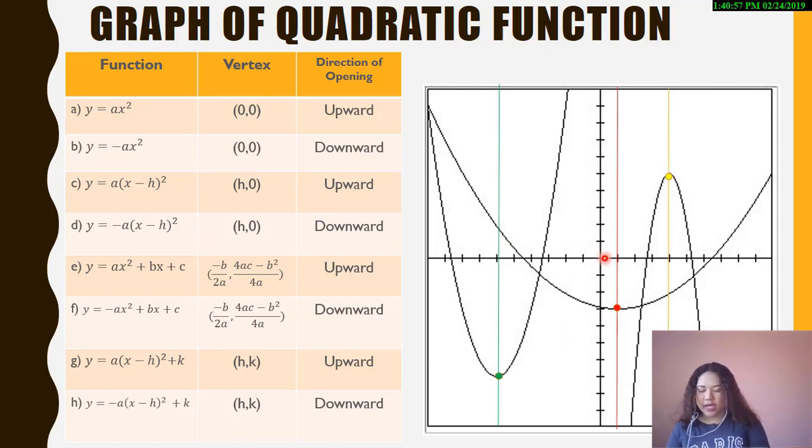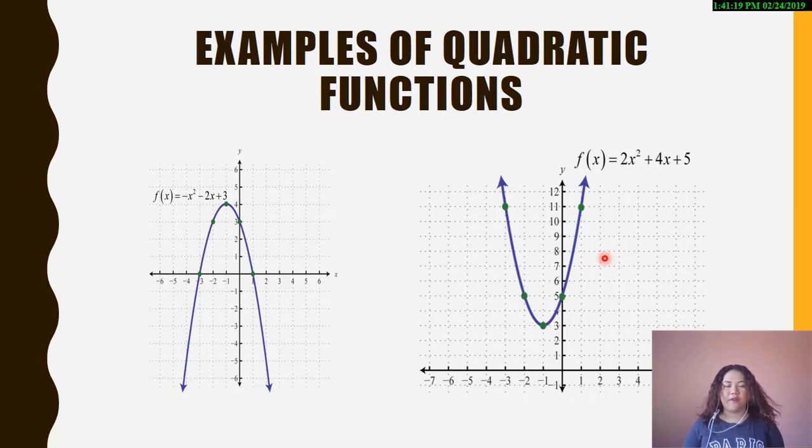But another thing is that as the absolute value of a increases, the graph becomes narrower. For example, the graph of 2x squared is narrower than y is equal to x squared. Here are other examples of quadratic functions. You can see that this is negative, so it opens downward, and this is positive, so it opens upward.